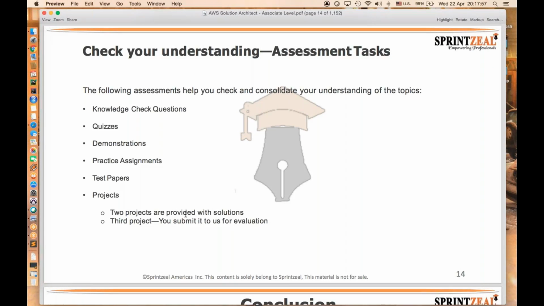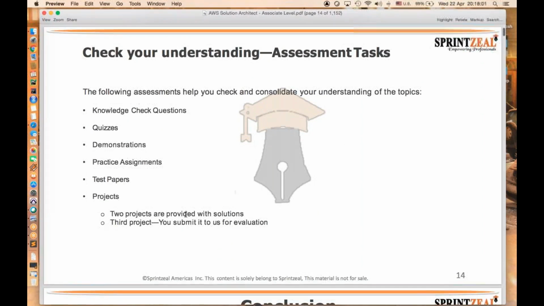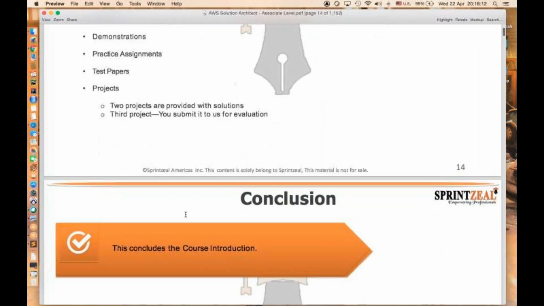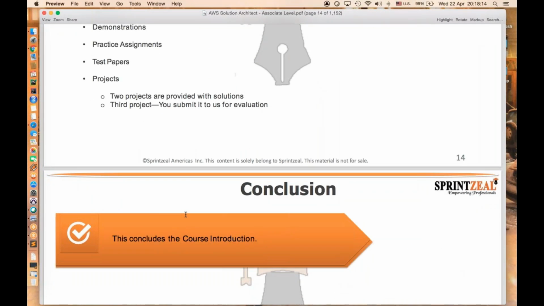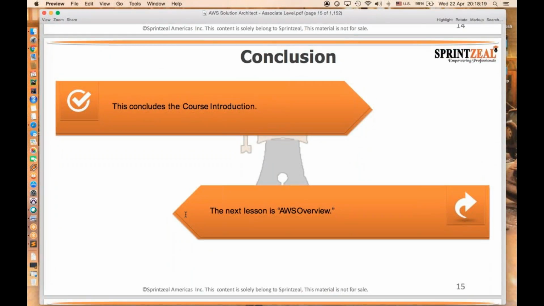Patrick, would you like to take the assessment here? Yes, I will. Sure. The following assessments help you check your knowledge: knowledge check quizzes, demonstrations, practice assessments, test papers, and so on. I think after every session we have these, where we see what we have learned and whether we are aligned with the answers. We'll just have a small little quiz, with 1 or 2 questions per section. Okay.